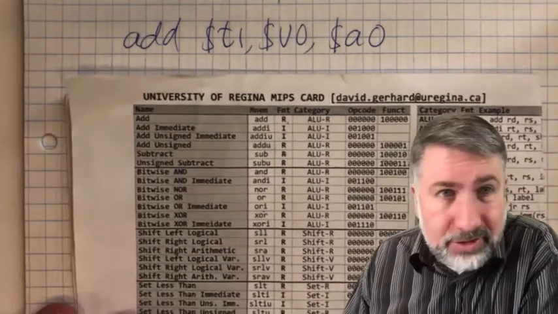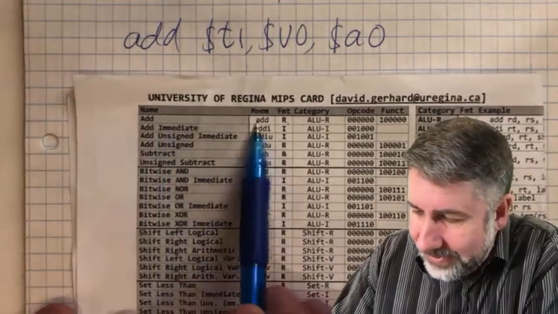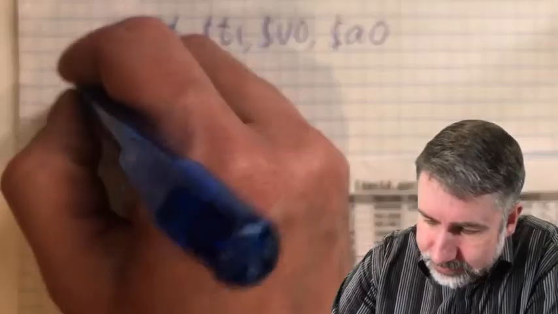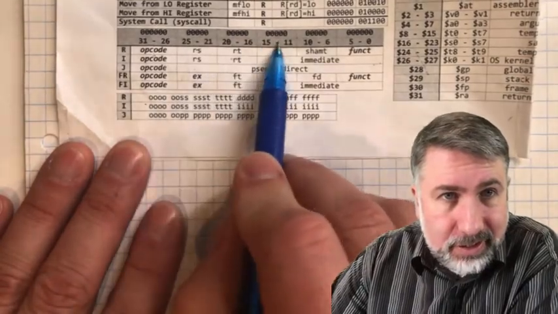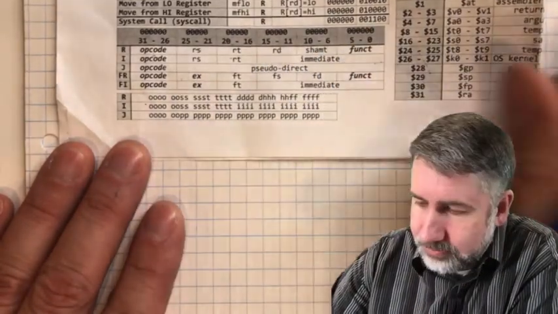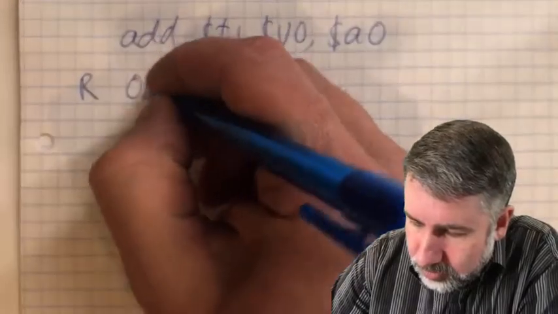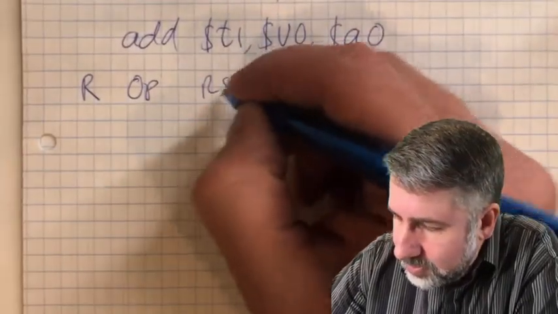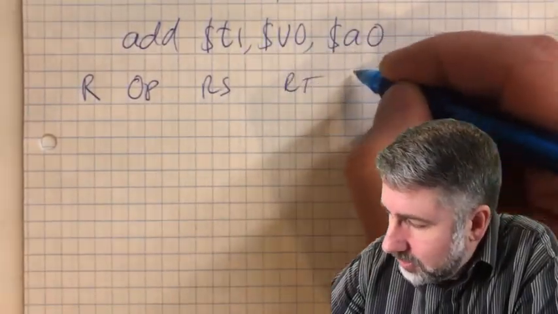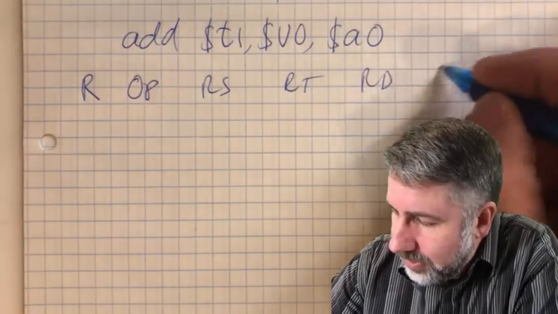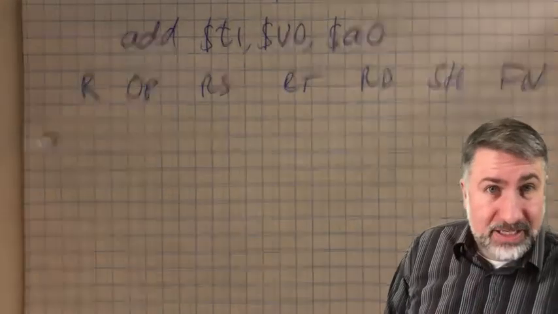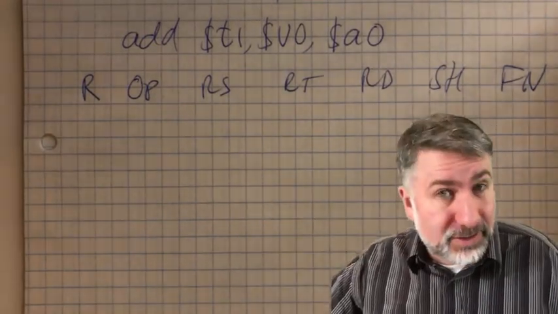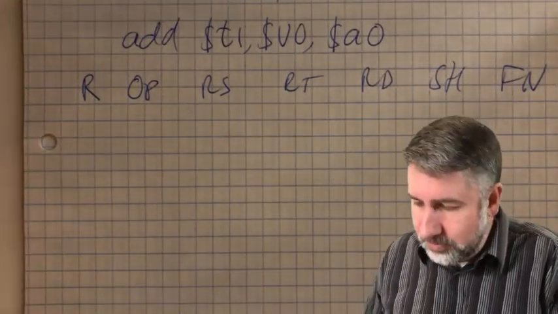First of all, we look on our sheet and we say add. Well, add is our format. Our format is opcode, rs, rt, rd, shift amount, and function. So we'll look at opcode, and then rs, and then rt, and then rd, and then shift amount, and then function. Those are the 6 fields that we have to find the values of to figure out this instruction.